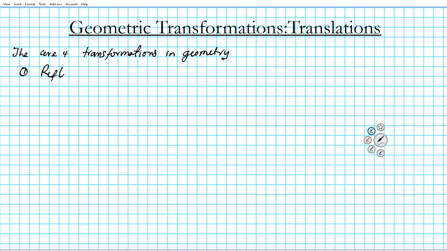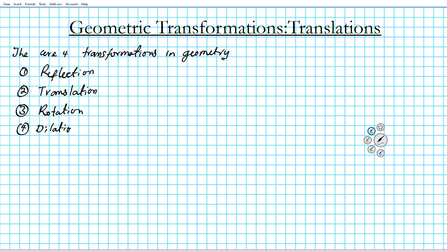Reflections. We have translations. We have rotations and dilations. All right, so how do they differ from each other?